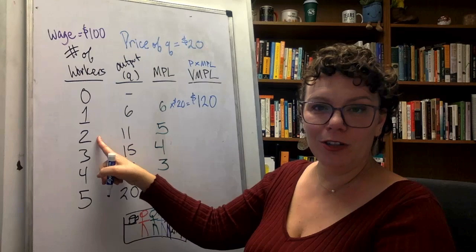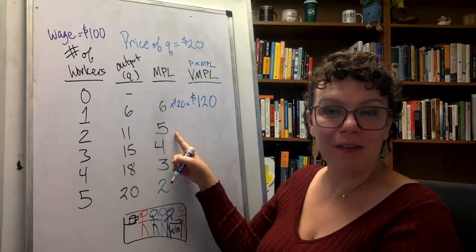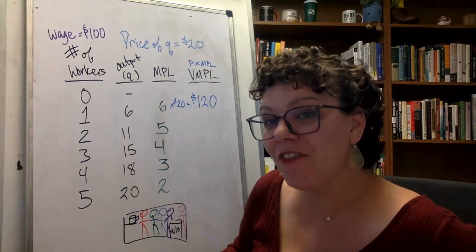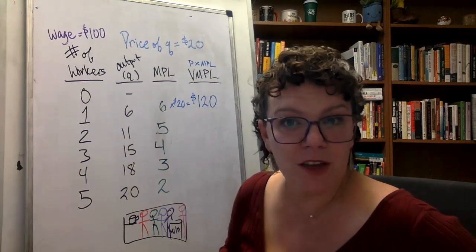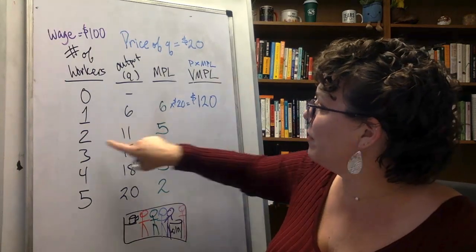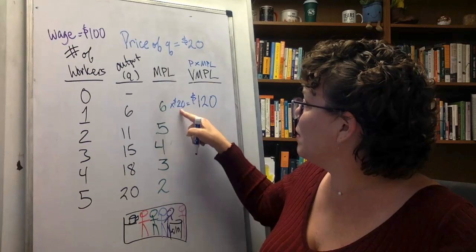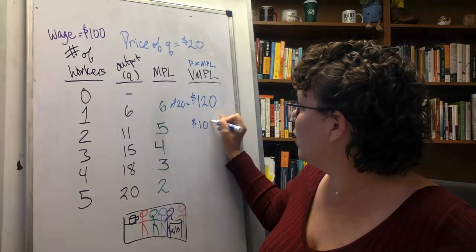The second worker has a marginal product of labor of 5 coffee mugs. They bring an extra 5 coffee mugs to the table. Those 5 coffee mugs can each be sold for $20. So the value of that second worker is going to be 5 times 20, or $100.